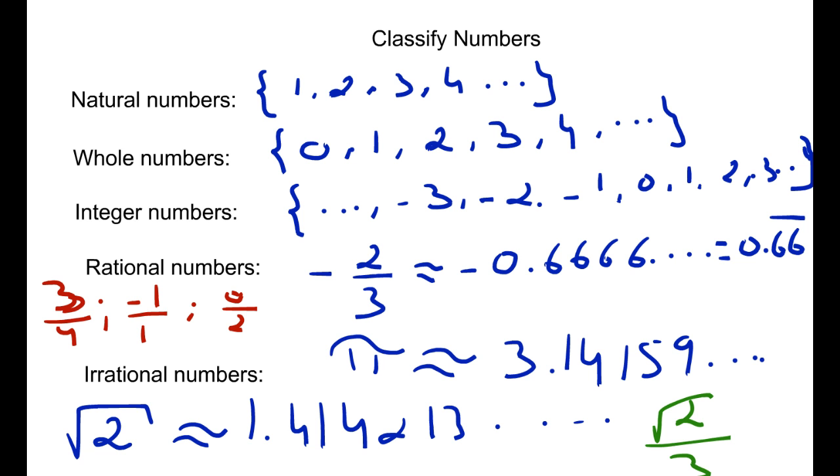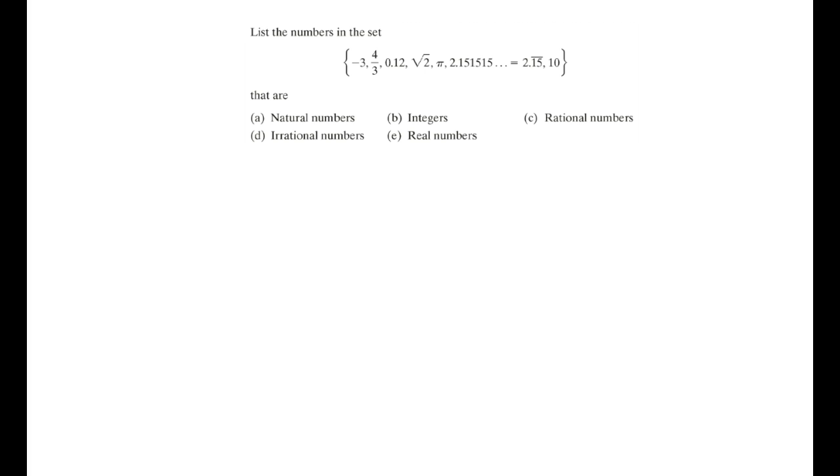We have square root of 2 equal to 1.4142. Now, the digits are not terminating, and they do not exhibit a pattern of repetition, so we have this case. Well, let's have an example. All right, we're going to move to this one: list the numbers in the set. We have negative 3, 4 over 3, 0.12, square root of 2, pi, 2.15, and 10.